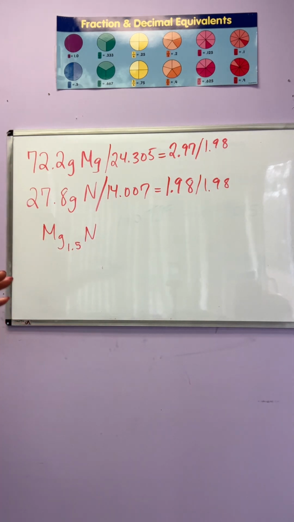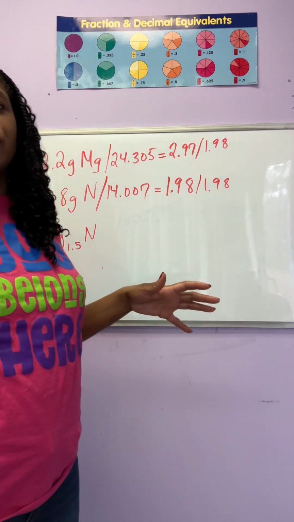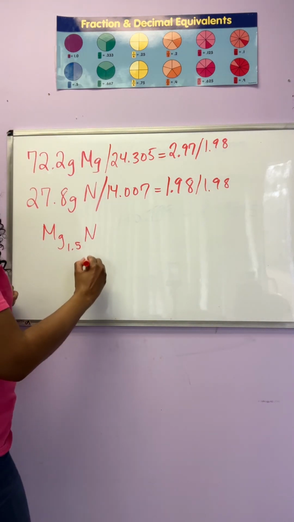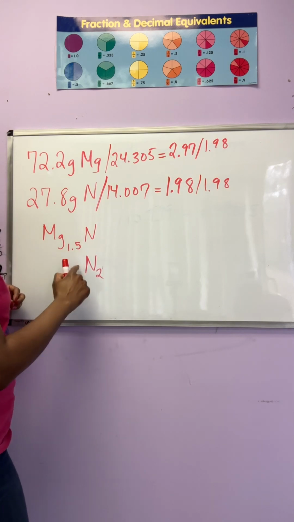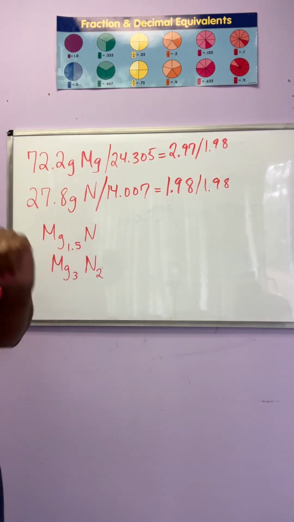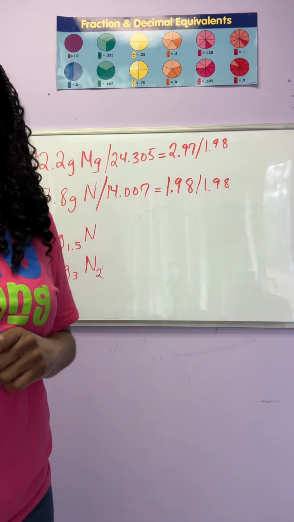If you get a decimal, and this one actually gave me exactly 1.5, I would not leave it as 1.5 to find the empirical formula. We want a whole number. So what we can do is multiply this by 2 and multiply this by 3. So now we have this as the empirical formula.